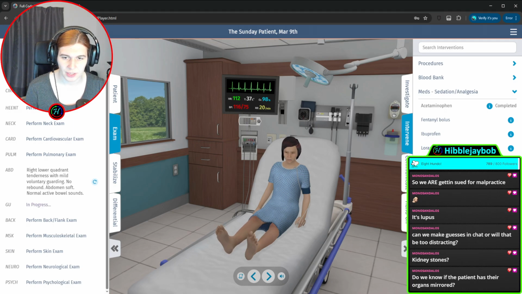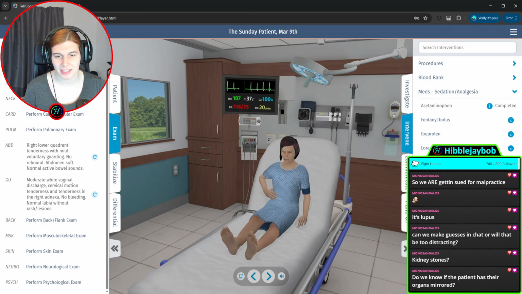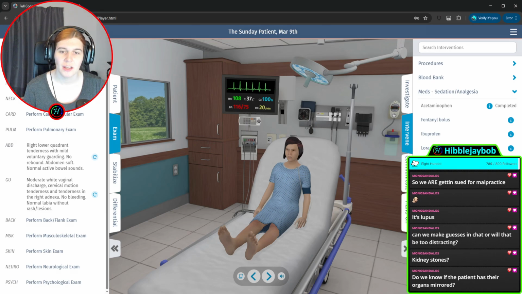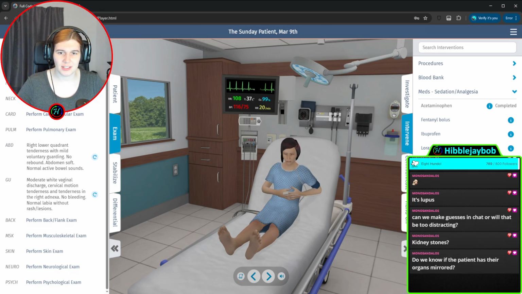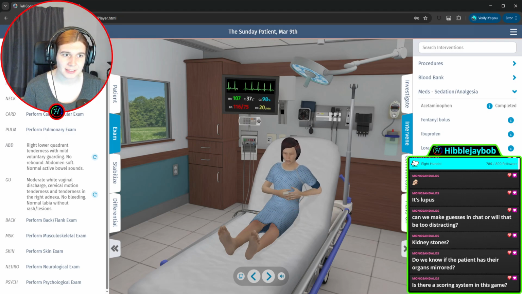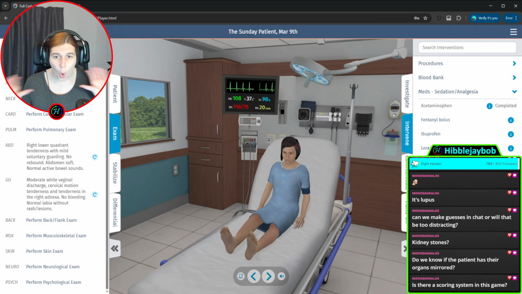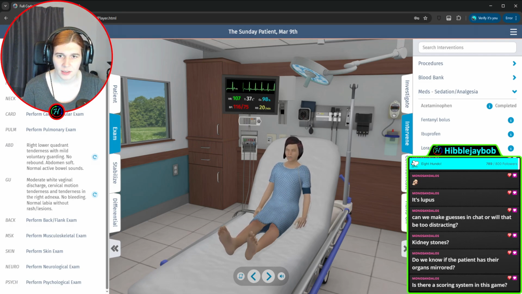Let's have a little look at the genitourinary. Moderate white vaginal discharge with cervical motion tenderness and tenderness in the right adnexa. No bleeding, fine. So I think this is possibly going to suggest... Oh, I don't know about that one. I do not know about that one. So I think this finding is going to suggest that we are probably looking at something within the reproductive or urinary systems.